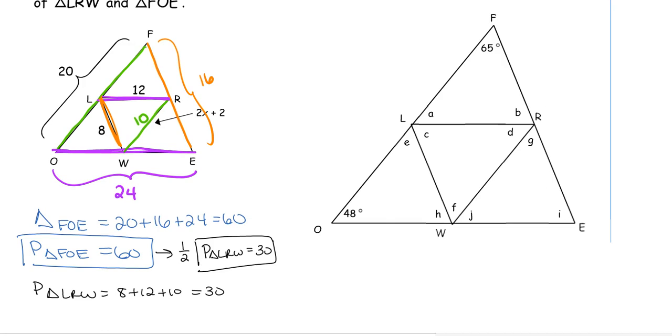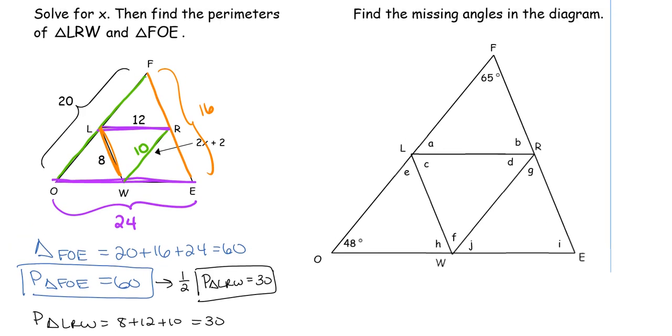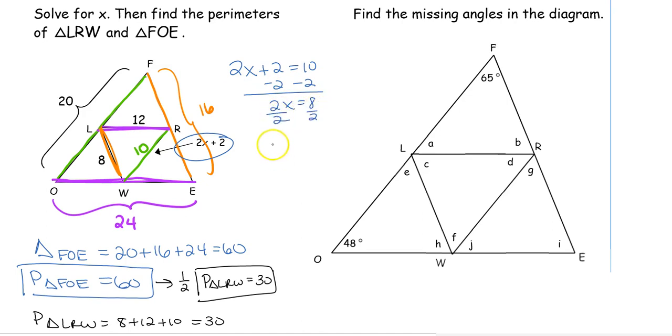Now our directions also wanted us to solve for X, and here was our X. Using that FO was 20, we had the big segment, so we cut that in half to find the smaller segment there. And we have that that's equal to 10, so we know that 2x plus 2 has to be equal to 10. We move our 2 over, we get 2x is equal to 8, we divide by 2, and we find that x is going to be equal to 4.